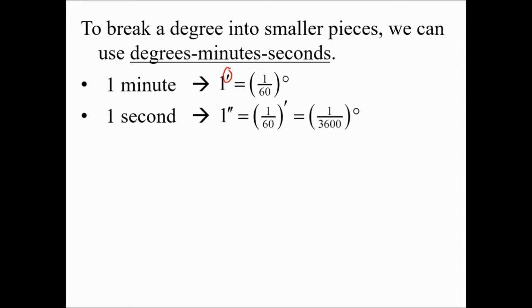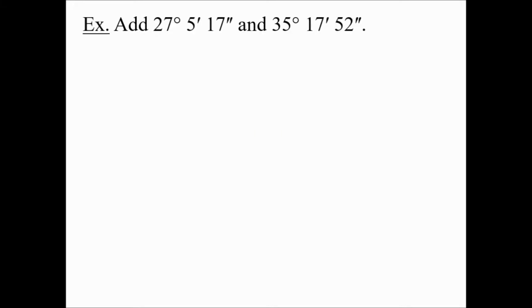So let's think about this. Let's play around with this. And we'll talk about how to do this with calculators and also without calculators, because your calculators will actually do this for you as well. So let's see here. So let's start by adding these. Okay, so we got 27 degrees, 5 minutes, 17 seconds, plus 35 degrees, 17 minutes, 52 seconds. Okay, I'm just going to write one over the other. I'll do this vertically.